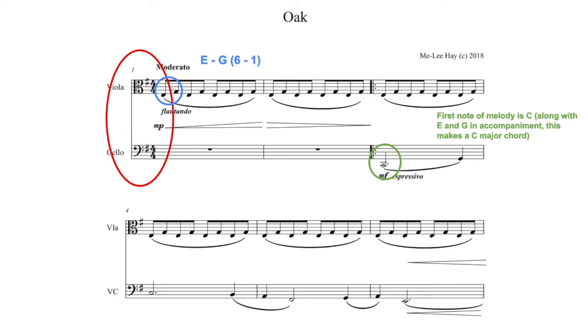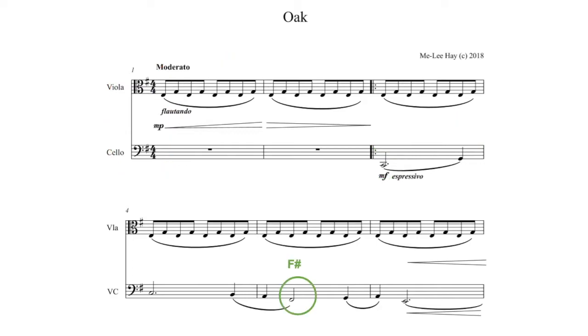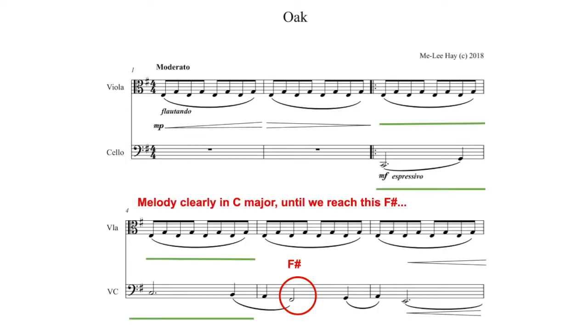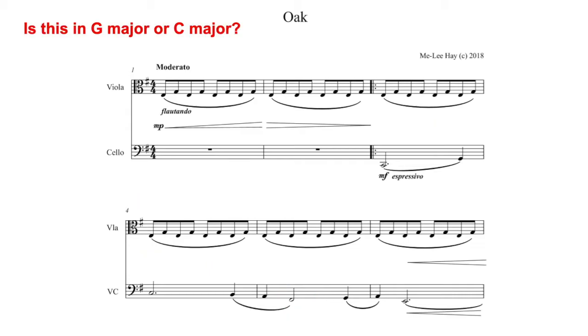Until we reach this F sharp down here. Everything that we're looking at indicates that we're in C major, apart from the key signature, until we reach that F sharp, and then all of a sudden it doesn't really sound C major anymore. So the question is: is this in G major or is this in C major?